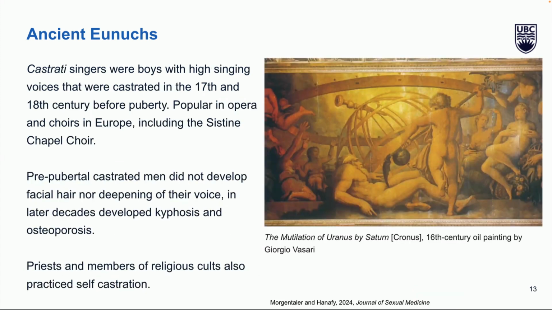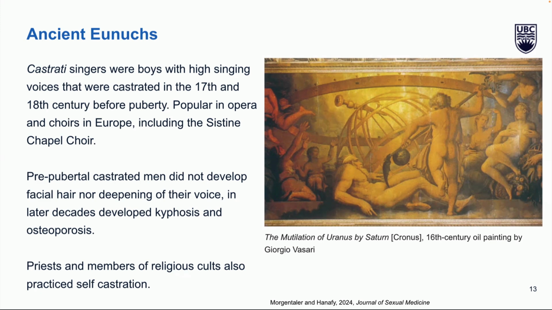Throughout the centuries, eunuchs were found to play many important roles. In the 17th and 18th century, castrati singers were praised for young boys that had high singing voices that would be preserved through castration. These castrati singers are popular in opera and choruses in Europe, specifically for the Pope in the Sistine Chapel choir. These pre-pubertal eunuchs would not develop facial hair and would not undergo any significant pubertal development, but they would develop osteoporosis and thoracic kyphosis as older men.